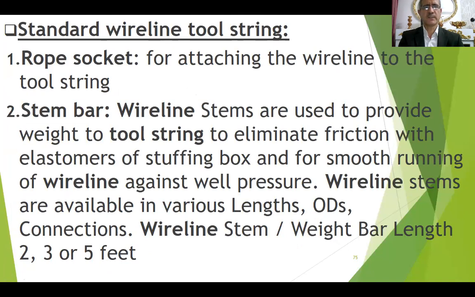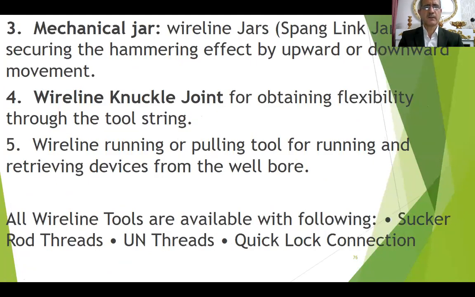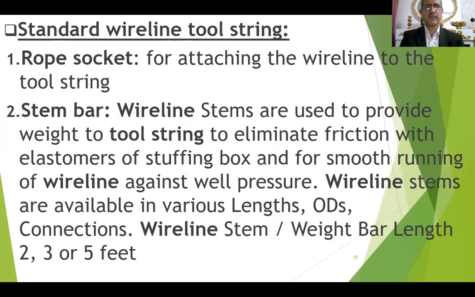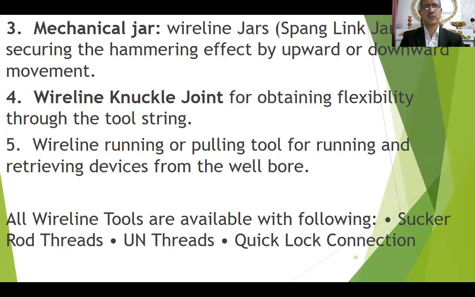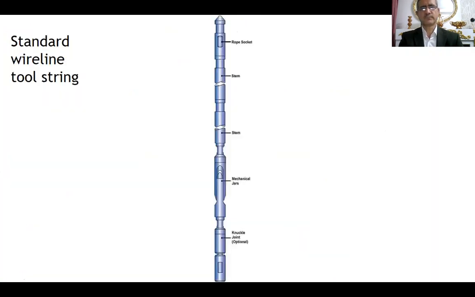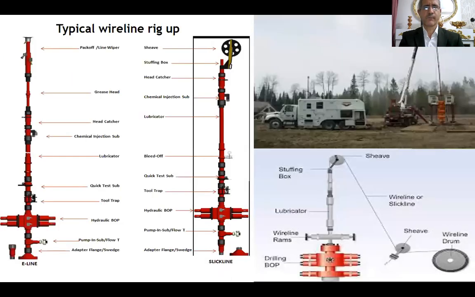Standard wireline tool string: we have rope socket, stem bar, mechanical jar, and knuckle joint. Then at the end we have the wireline running or pulling tool. This is the standard wireline tool string.